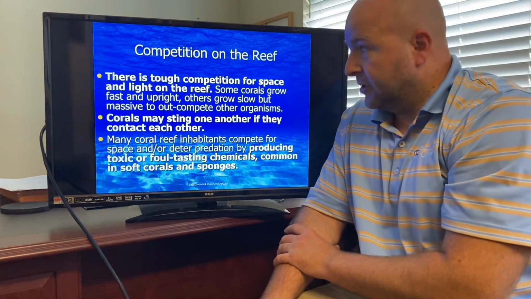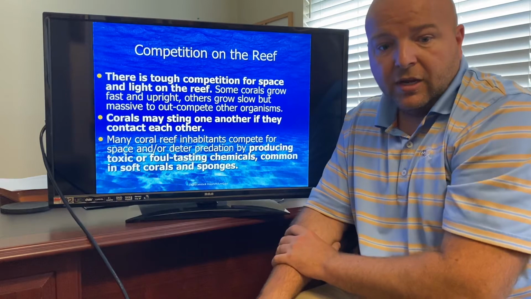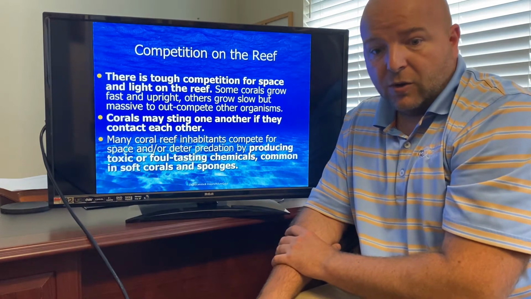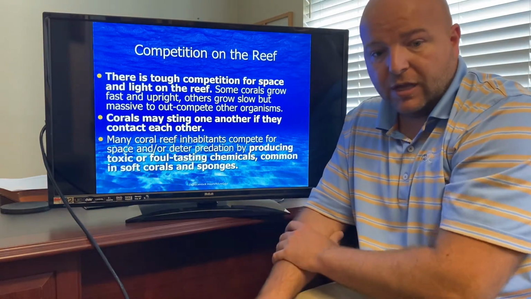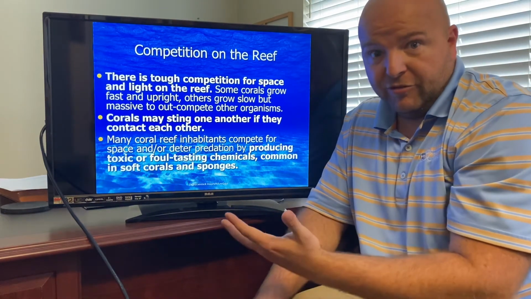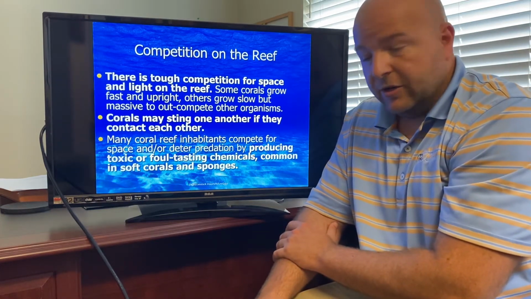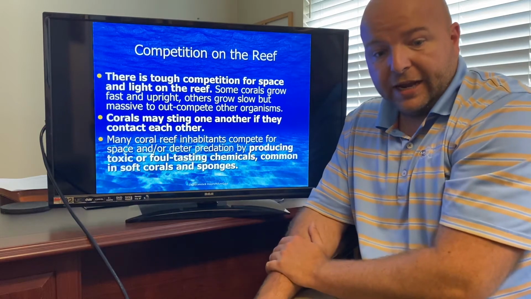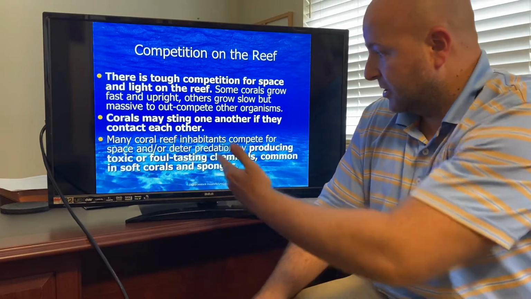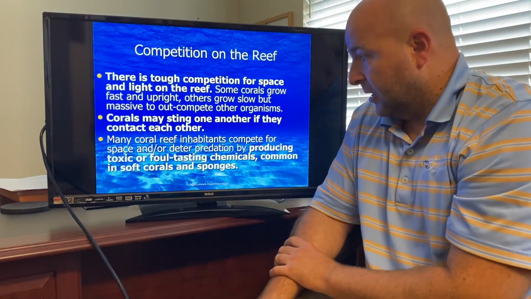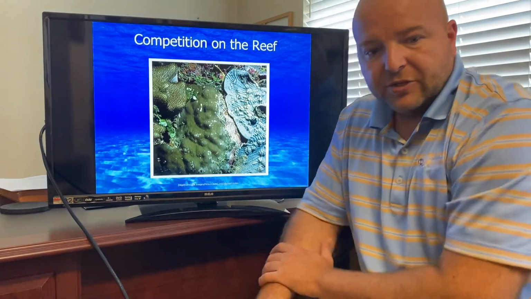There is competition on the reef system with other species that live there, but also first we mentioned competition that exists there with the corals themselves. They are competing for space and for light, and so they have the ability to sting each other, and so they sometimes will. Corals will sting one another if they contact each other, and that can be part of their way of fighting for that space, producing kind of a toxic or a foul-tasting chemical. Common in soft corals. Sponges can kind of do the same.